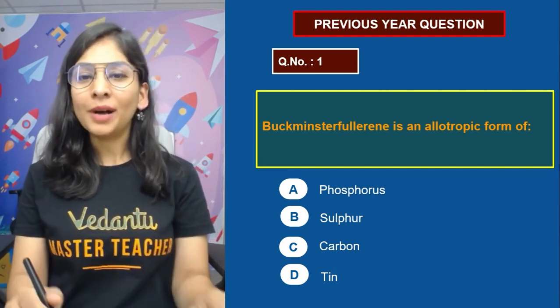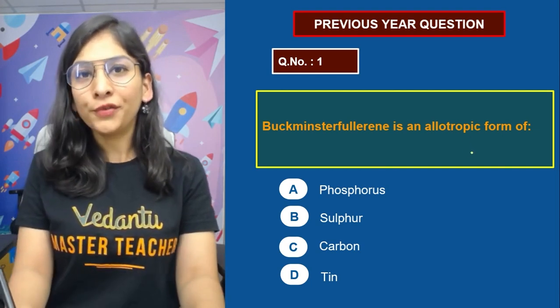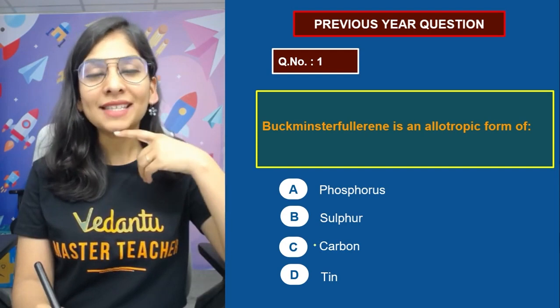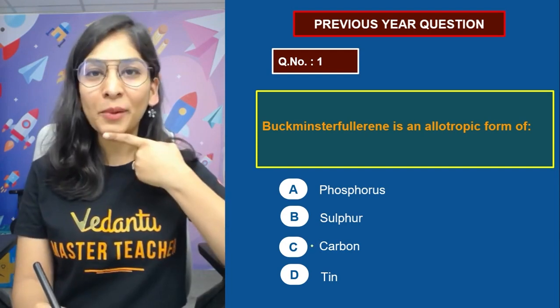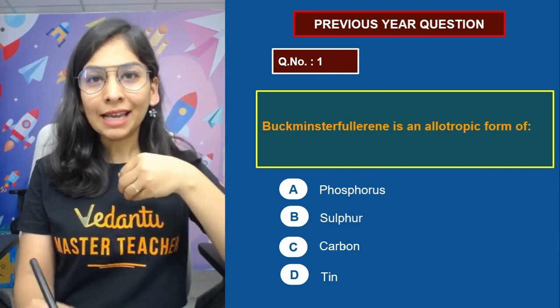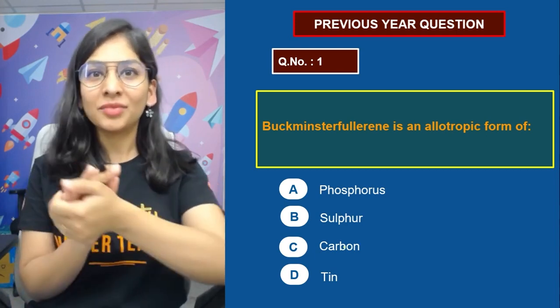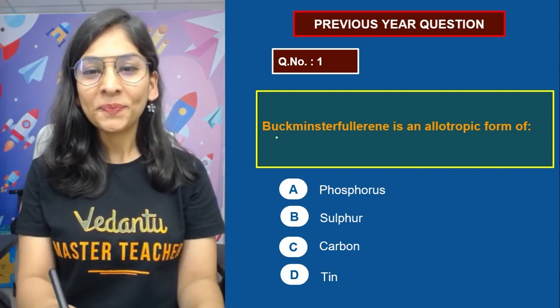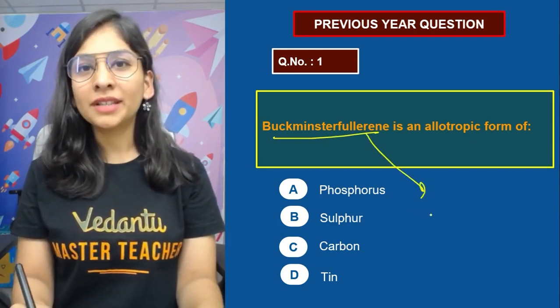Question number one: Buckminster fullerene is an allotropic form of phosphorus, sulfur, carbon, or tin? I must say this will be a very easy question. Without even thinking, you can give the answer as carbon, because the chapter is carbon. Why will we discuss the allotrope of other substances? What say? So, what exactly is Buckminster fullerene?